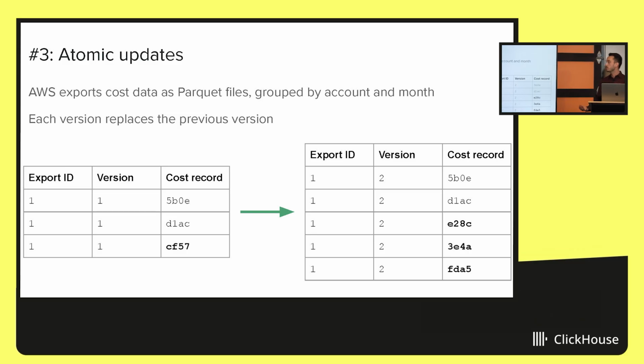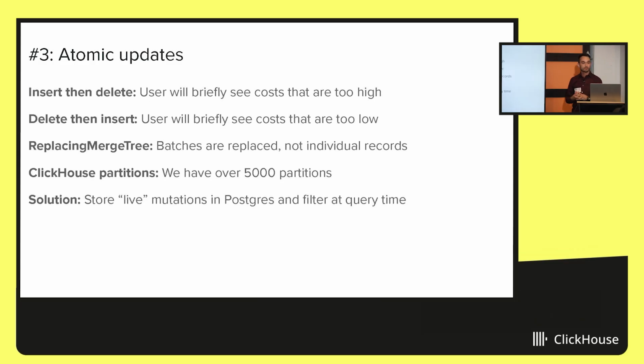This presents a problem, because how do you ingest this? There's a few methods. If you first insert the data, and then you clean up the old data, the user's briefly going to see costs that are too high. The sum is going to operate over both the old version and the new version, and the cost will be too high. If you delete then insert, it's just the problem in reverse. The user is going to see costs that are too low.